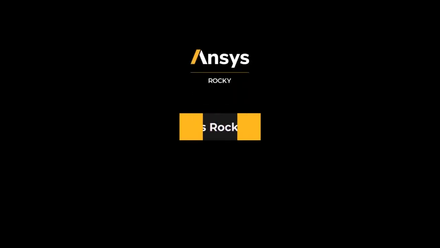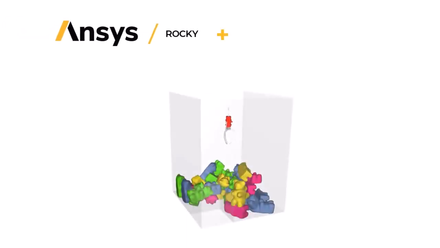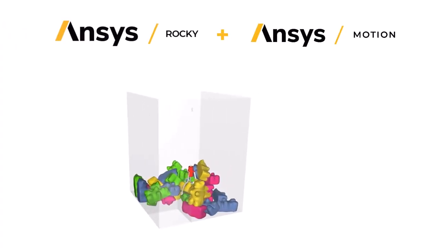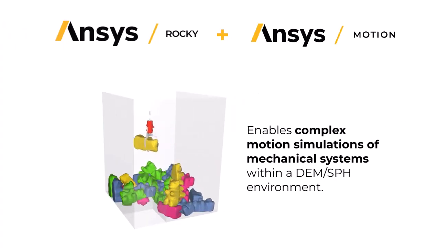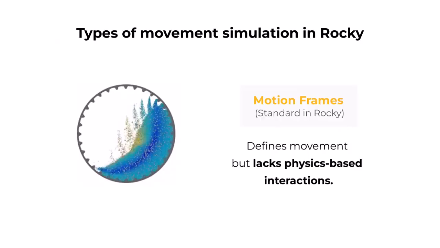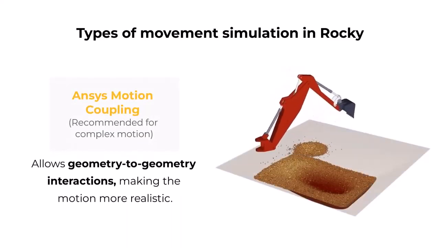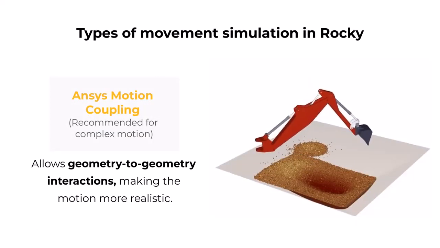In this video, we will demonstrate how to set up the coupling between Ansys Rocky and Ansys Motion. The coupling between Ansys Rocky and Ansys Motion allows for advanced simulations that consider interactions between moving geometries and particles. This helps predict deformations, forces, and realistic system responses. Rocky has a built-in motion solver, but it only allows predefined movements without real interactions between geometries. By coupling with Ansys Motion, we enable geometry-to-geometry interactions, making the motion more realistic and physically accurate.